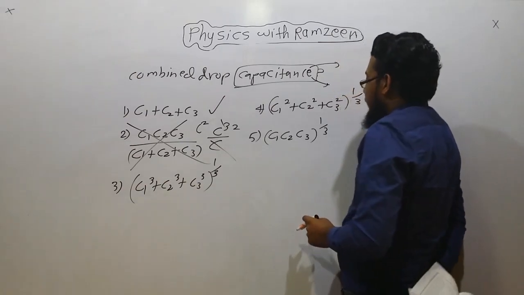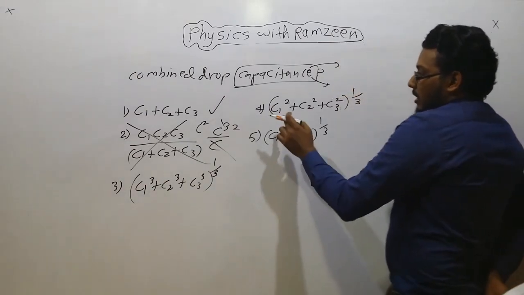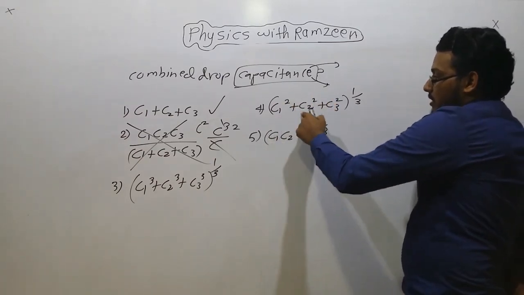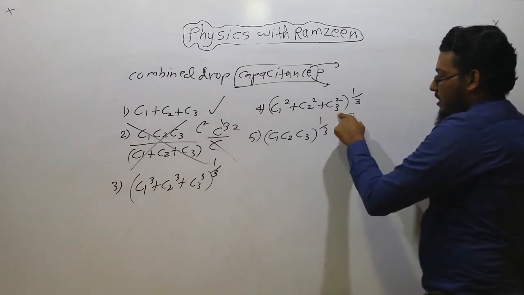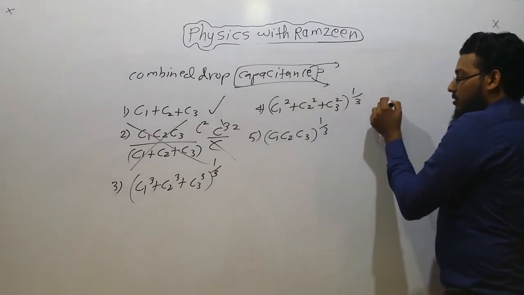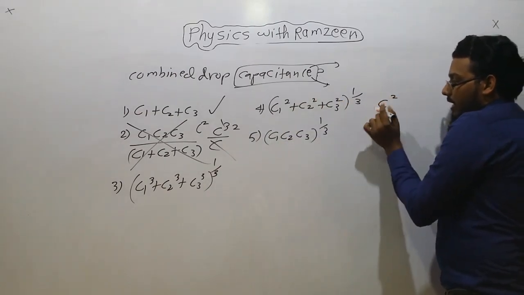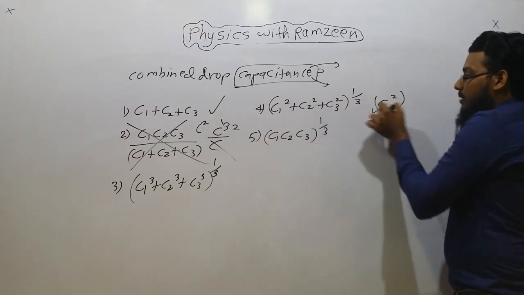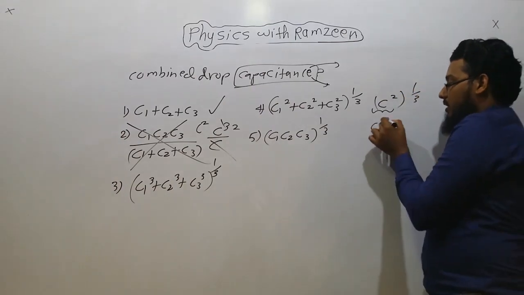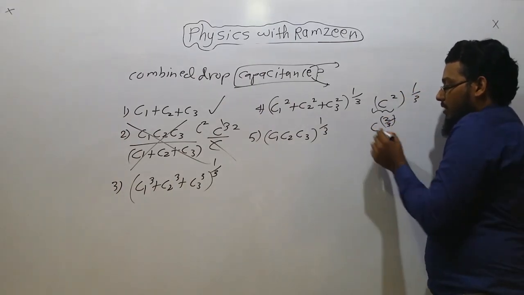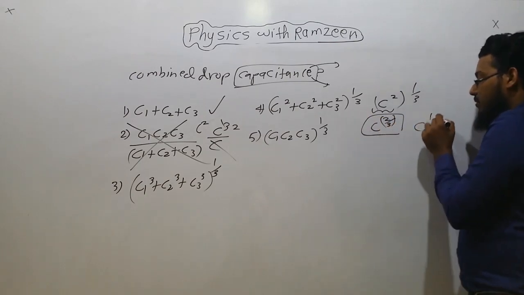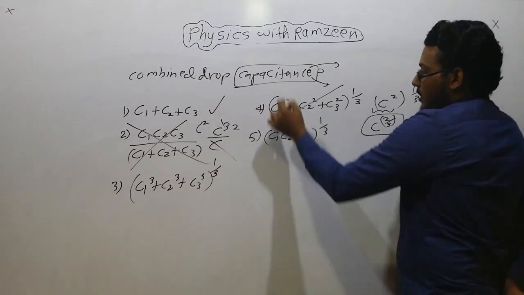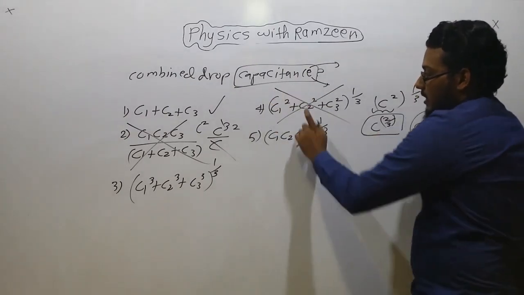Okay, and I move on to the other ones. C1 square, C2 square, C3 square. It's also fine. The addition is equal to C square. The dimension is within the bracket C square multiplied by 1 over 3, which means C square over 3. This will not be the C value, the dimension of capacitance. So I can say definitely this will not be the answer.